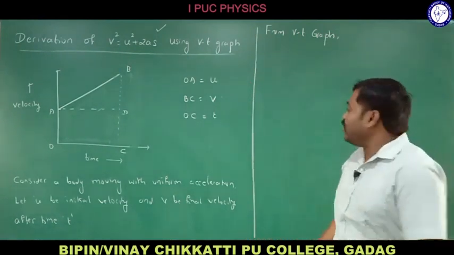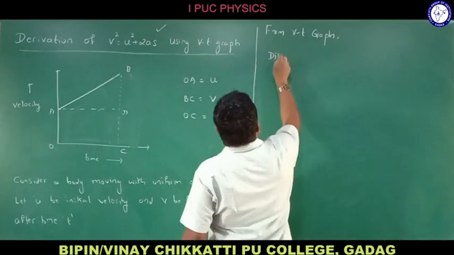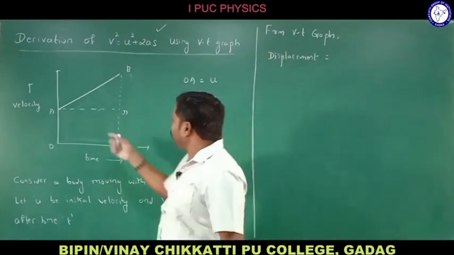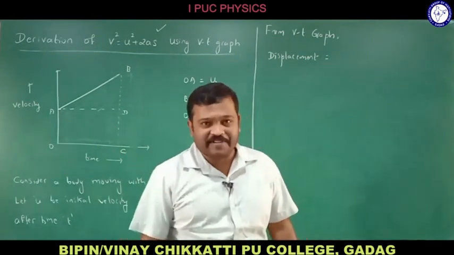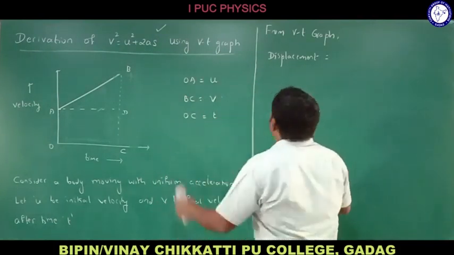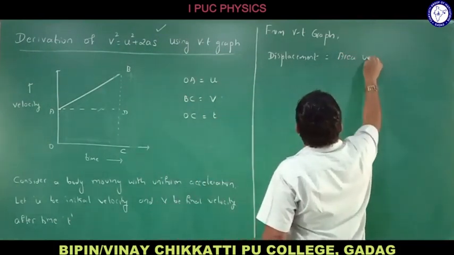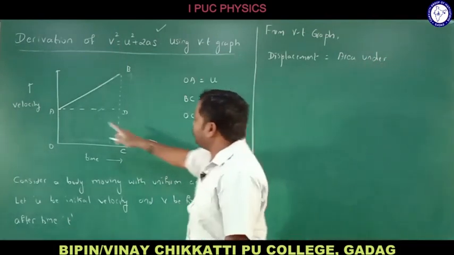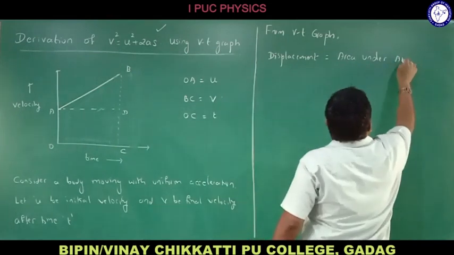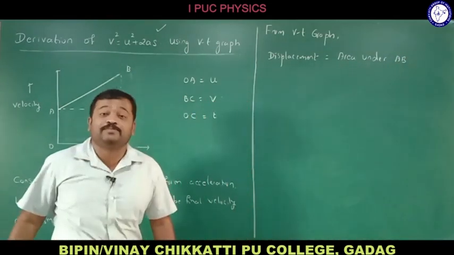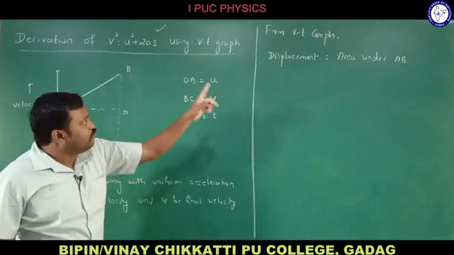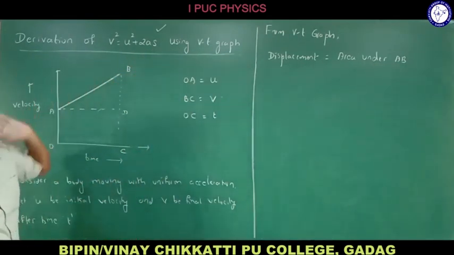From the VT graph, shall I take displacement? First of all, what in the VT graph gives the displacement of a body? It is the area under the VT graph. We know area under the VT graph gives displacement. What is that VT graph right here? AB is the VT graph, right? Area under AB gives what we say right here? Displacement. As this equation has the displacement, I have taken that and I will be proving it now. So displacement equals area under AB.